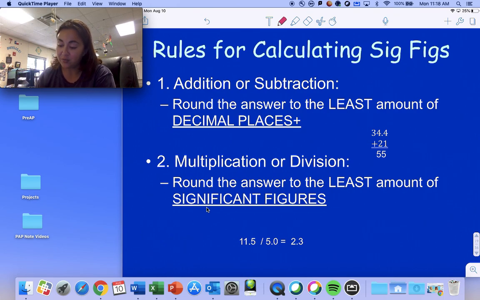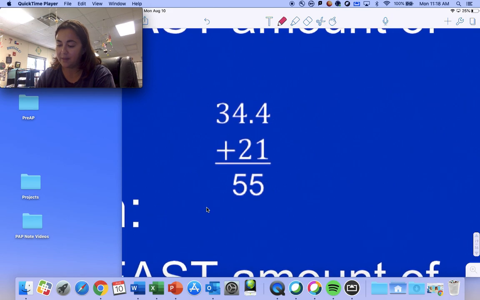When you're adding or subtracting, you want to round to the least amount of decimal places in the original numbers, or in the numbers that you're adding together. For instance, let's say I'm adding these 2 together.